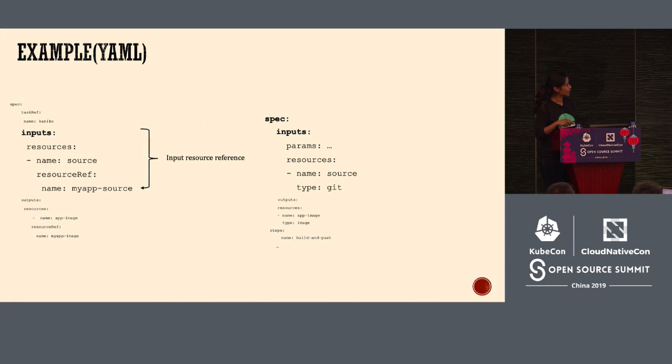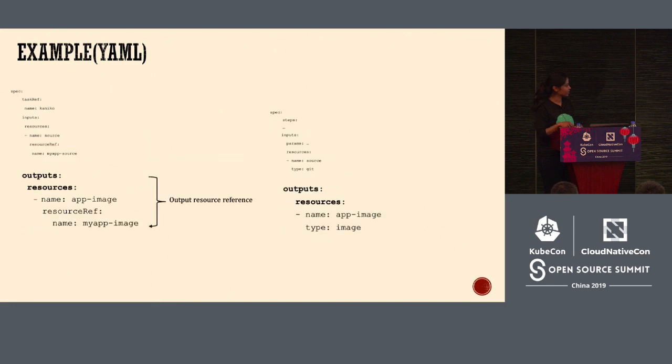So I mentioned here, I have the template on my right hand, and I have the runtime object on my left hand. So if you notice here, this is what the template looks like. It mentions that it needs a type Git. The runtime object actually binds my app source, which is a pipeline resource, as an input. Very similar fashion, output resources, where the output is of type image, and the output resource runtime configuration actually binds the actual image.